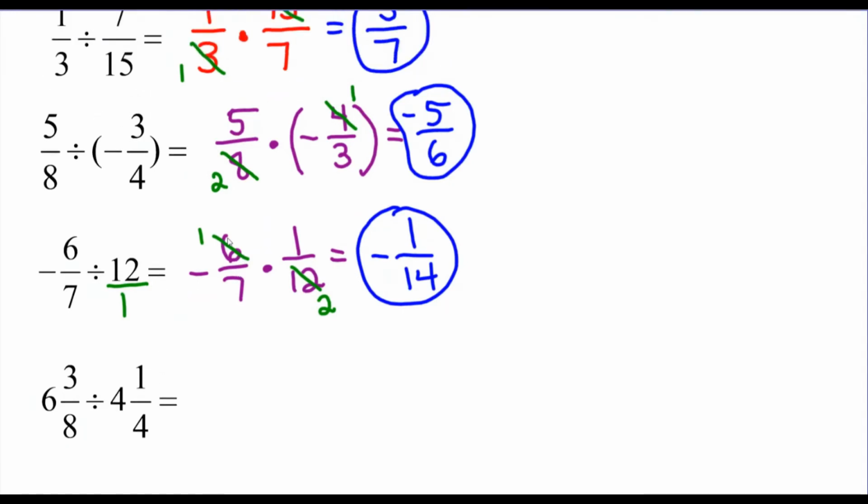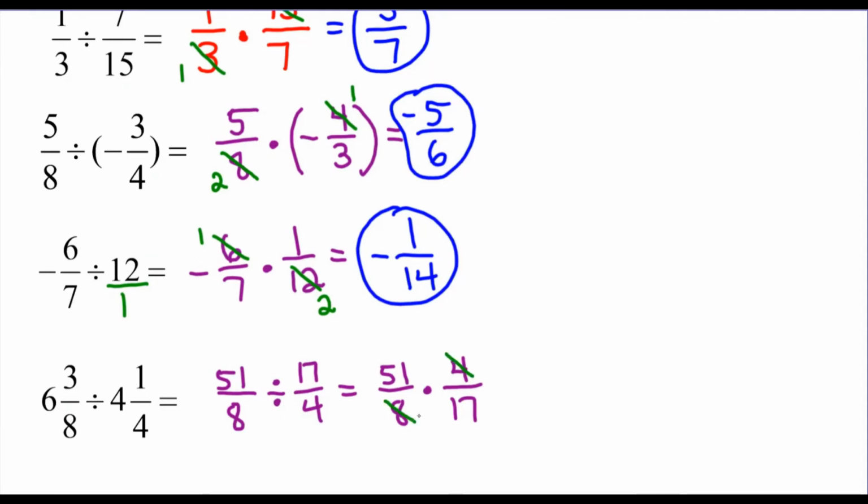Last one here, I've got two mixed numbers. So how I'm going to divide these mixed numbers, I'm going to change them to improper fractions first. So 6 3/8 is equal to 51/8, divided by 4 1/4, which as a fraction is 17/4. And then again, I'm going to multiply by the reciprocal. So I have 51/8 times 4/17.